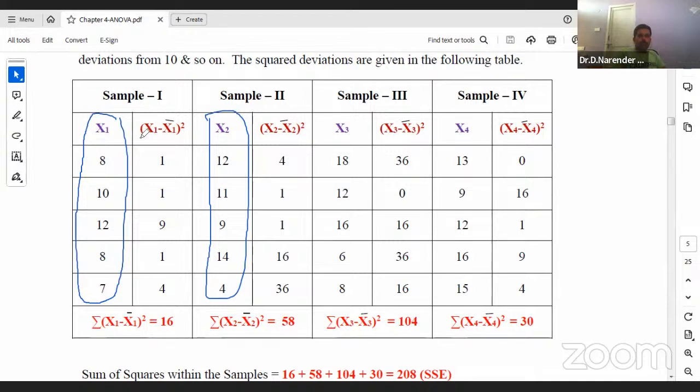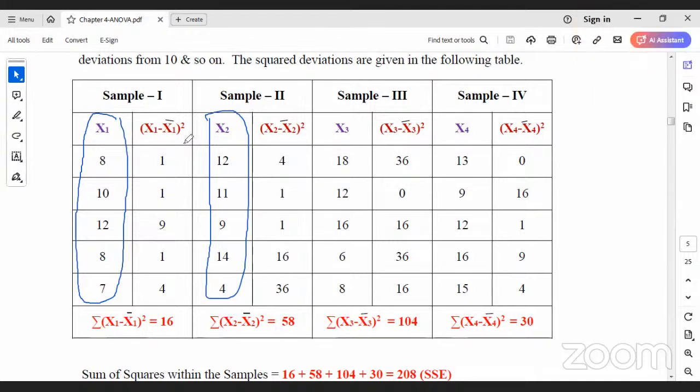See here, x1 minus x bar 1, whole square. The x1 value is 8. X bar 1, how much? I am not using x double bar. X bar 1, how much, anybody? 11, sir. 11? No, not 11.